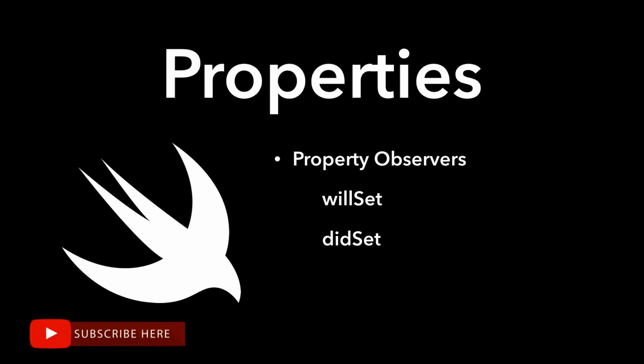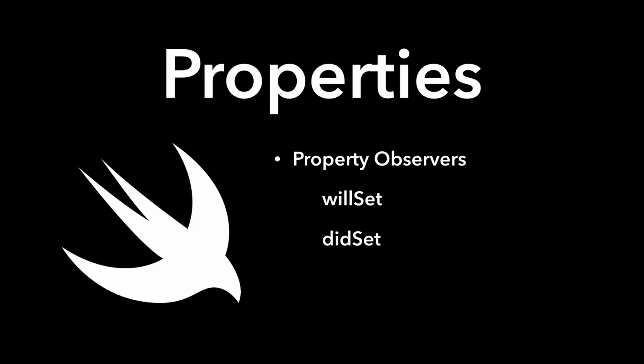Hey guys, and welcome back for our last kind of properties, the property observers. The property observers come in two different flavors, the willSet and didSet. And the main difference is just the time where they get called.